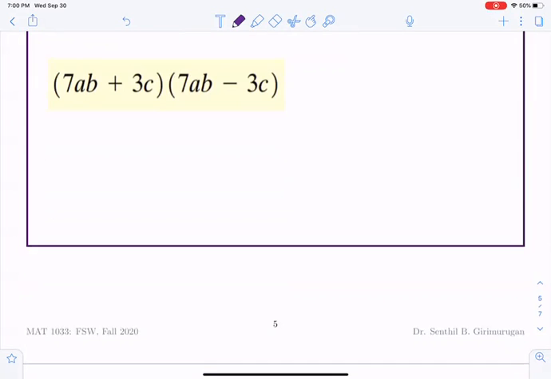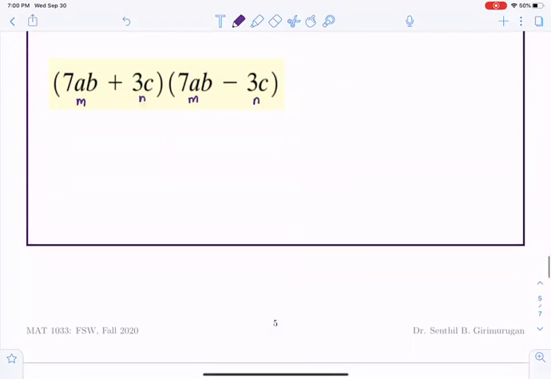The same process. The only difference in this problem is that m is 7ab, n is 3c, differing signs in the middle. So we would have m squared minus n squared. So 7ab squared minus 3c squared. Apply the squared to each term using properties of exponents. 7 squared is 49, a squared, b squared, 3 squared is 9, and c squared. And that is the answer.